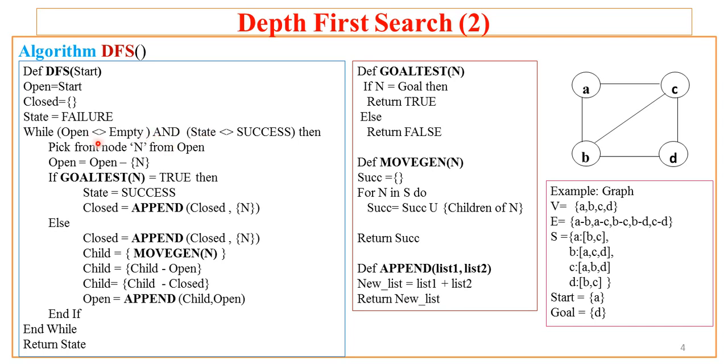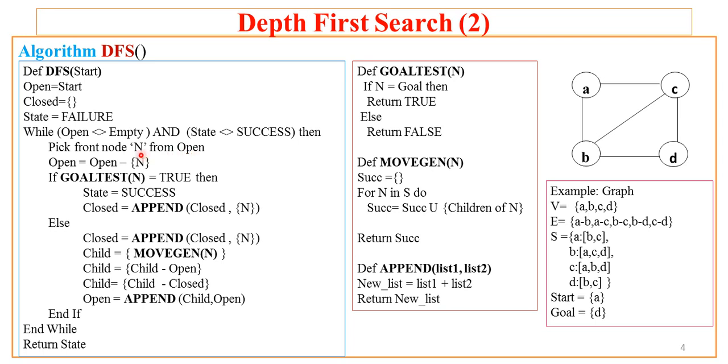So we have here in the while loop two test conditions: if open is not empty and state is not success, then we'll continue iterating or exploring the nodes. If our open list is not empty and state is not a success state, then we pick a front node from the open. So our open list is maintained as a stack.